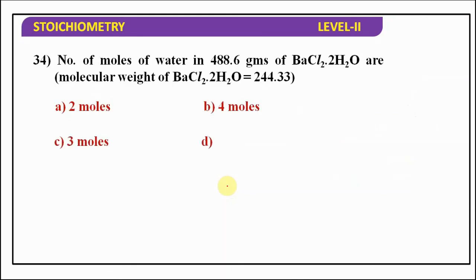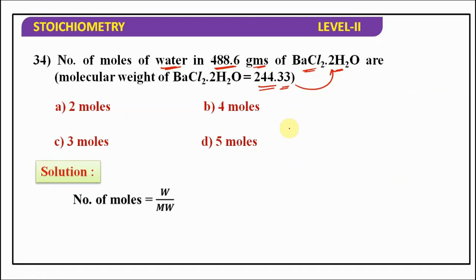Next. The number of moles of water in 488.6 grams of BaCl2.2H2O. What is the molecular weight? 244.33. 244.33 grams consists of how many molecules? 2 moles of water molecules, no? Then 488.6 consists of how much? Now do the cross multiplication, you will get it. Double, no? 244.33 doubled, 488 you will get. That's why. Understood?